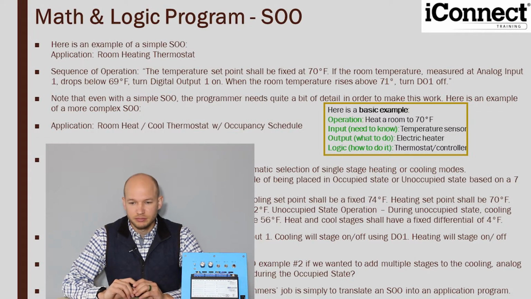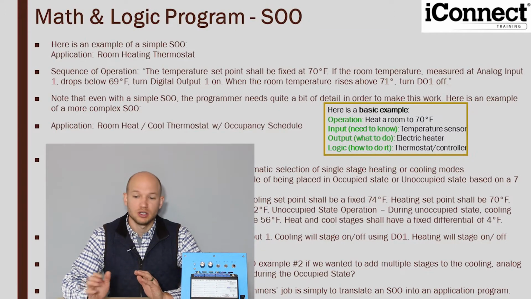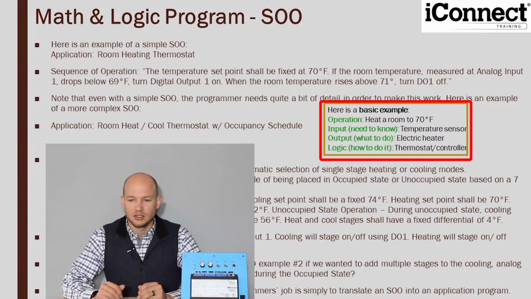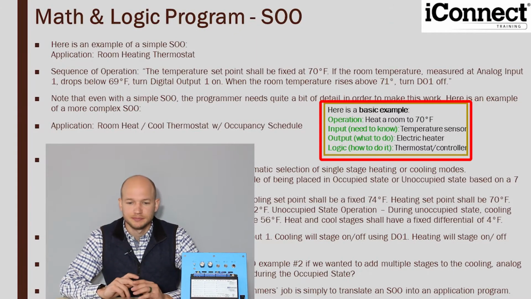We have to heat a room to 70 degrees, so the set point shall be fixed at 70. If the room temperature, which we'll measure as analog input 1, drops below 69, it'll turn on digital output 1. When the room temperature rises above 71, it'll turn digital output 1 off. And so the digital output is an electric heater, the input is a temperature sensor, and the logic, how we're completing all this, is either a thermostat or a controller. So even with this very simple SOO, we need quite a bit of detail in order to make this work.